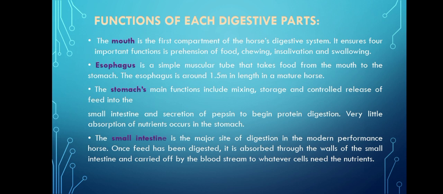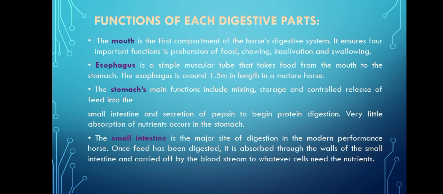So the mouth is the first compartment of the horse digestive system. It ensures four important functions: prehension of food, chewing, salivation, and swallowing. The esophagus is a simple muscular tube that takes food from the mouth to the stomach. The esophagus is around 1.5 meters in length in a mature horse.